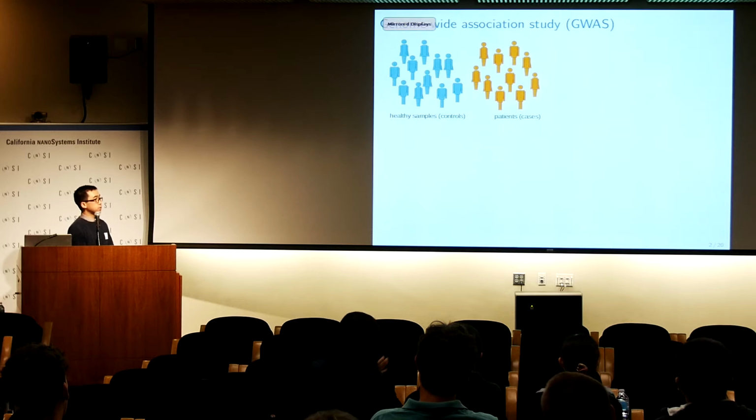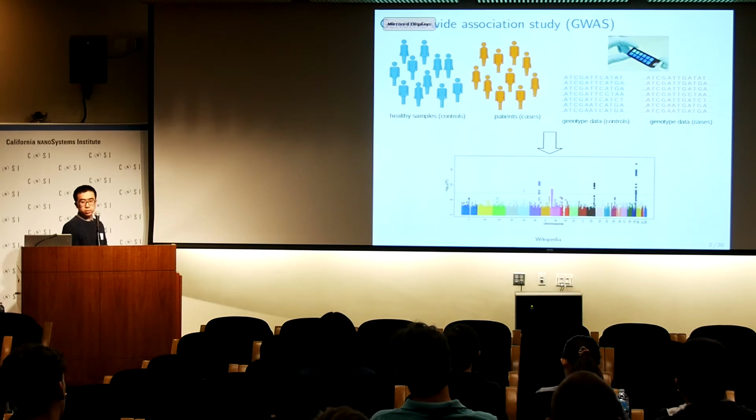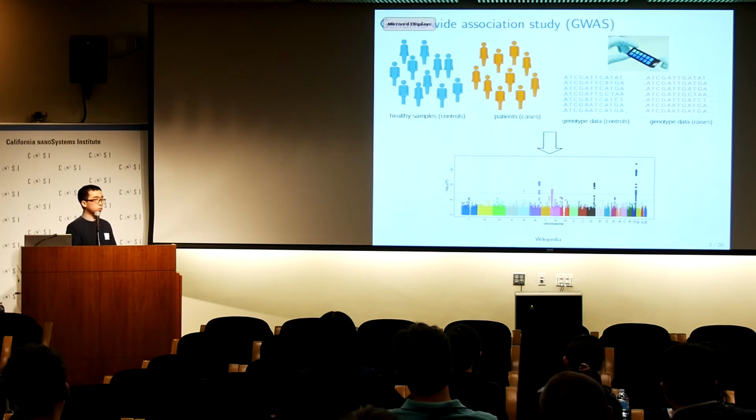So in a typical large-scale GWAS, you first collect tens of thousands of individuals, you group them by case and controls. You then go ahead to genotype these individuals using some genotyping technology. After that, you scan through the genome to look for association between each trait and the SNP. The result is often visualized as a scatter plot, where the x-axis is the location on the genome and the y-axis is the strength of association. This scatter plot is often called the Manhattan plot.